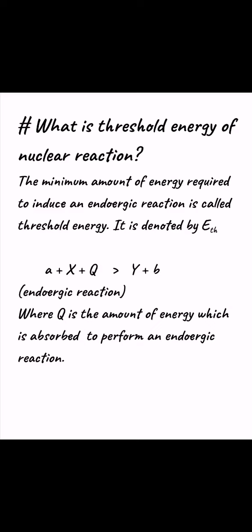So the general endoergic reaction is written in front of you, which is a plus capital X plus capital Q, which gives us capital Y plus b, where small a is the projectile particle, capital X is the target nucleus which is stable and initially at rest, and Q is the amount of energy which we have to apply to perform the reaction. As a result we get the residual nucleus, denoted by capital Y, and the emitted particle, represented by small b. So this is the general relation of the endoergic reaction, where Q is the amount of energy absorbed to perform it.